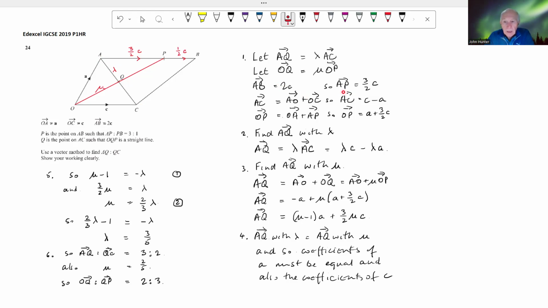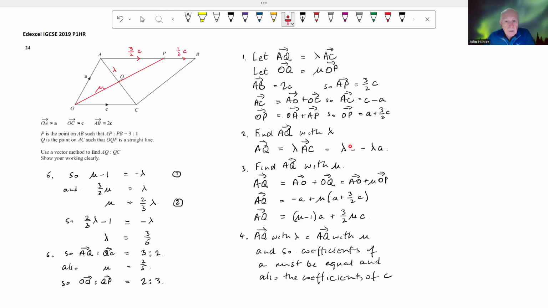Right, so we put that in. AP is equal to 3/2 c. Now AC, which we'll need, is AO plus OC. AC is just taking the journey via O. That's what we're doing with this statement here. And since AO is minus a and OC is c, then AC is c minus a. And OP, if we take the journey via A, we're going OA plus AP. OA is a, AP is 3/2 c. Okay, so that's all the prerequisites done with.